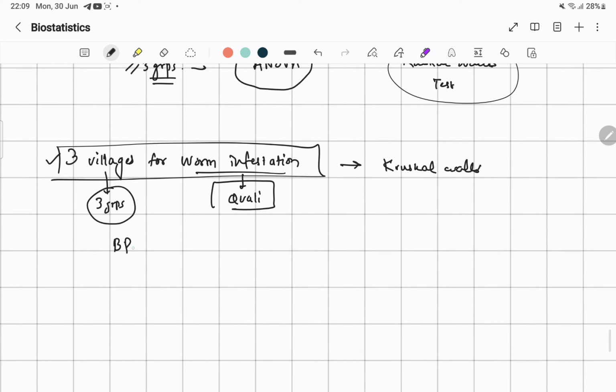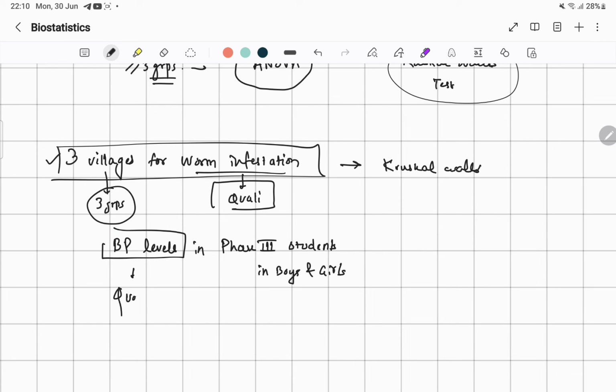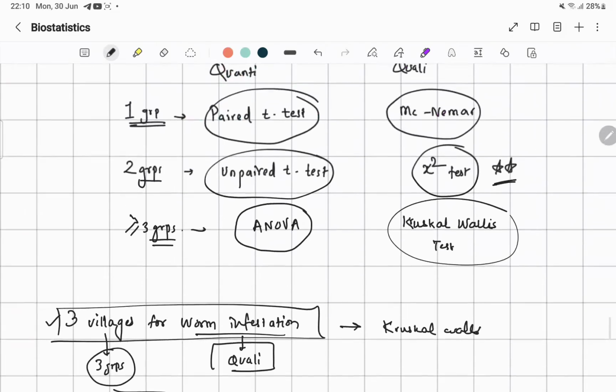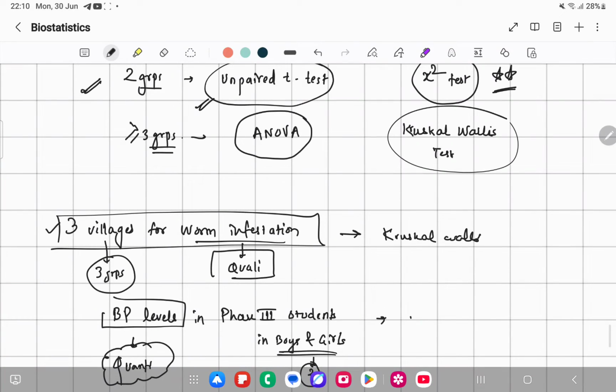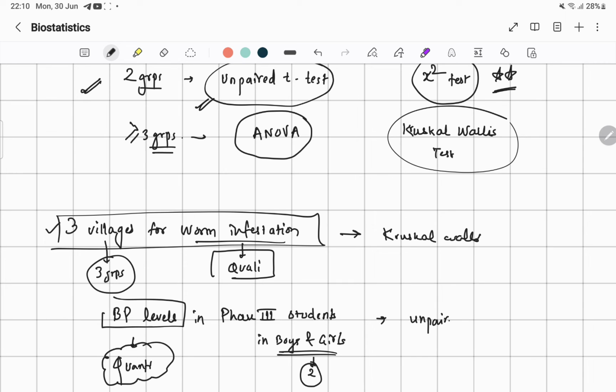You checked BP levels in phase 3 students in boys and girls. BP level, quali or quanti? Quantitative data. How many groups? 2 groups. Quantitative data, 2 groups. Which test? Unpaired t-test.